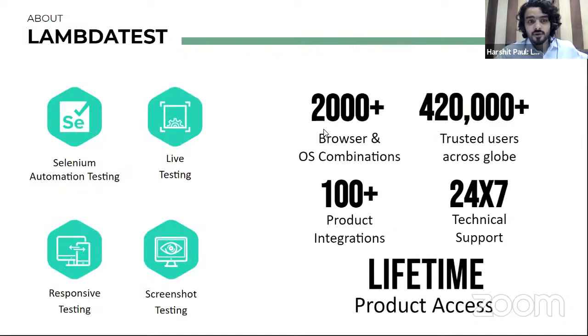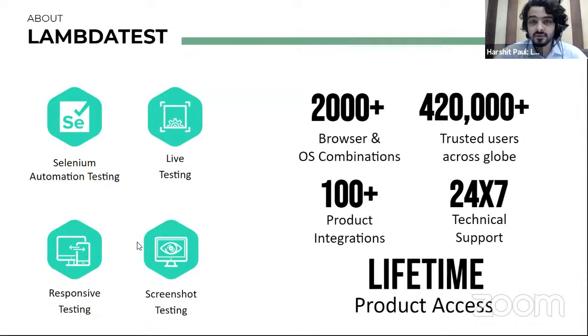What we have at present is Selenium based automation testing, and that's going to be the primary focus of this webinar. But we also have live interactive testing available, where you can interact with the entire platform manually. You can check how your website is behaving and manually test your website or web app. You can also do screenshot testing, which allows you to capture full page screenshots in bulk across multiple browsers and operating systems. So you can have a quick look at multiple browsers and operating systems in one go.